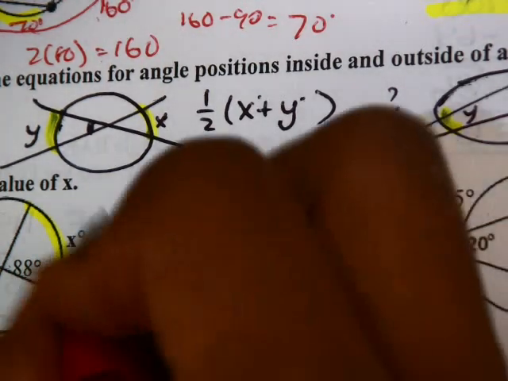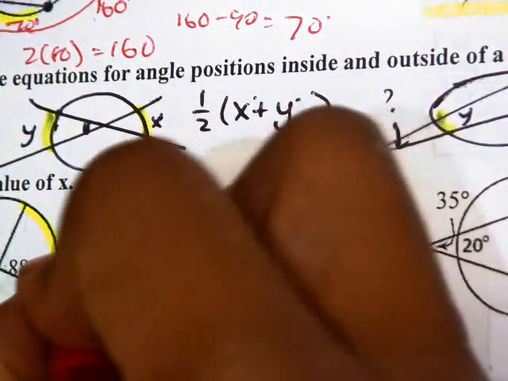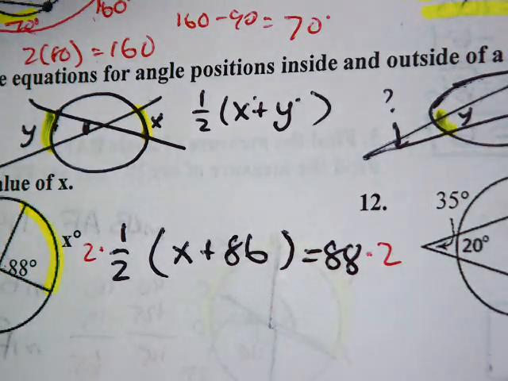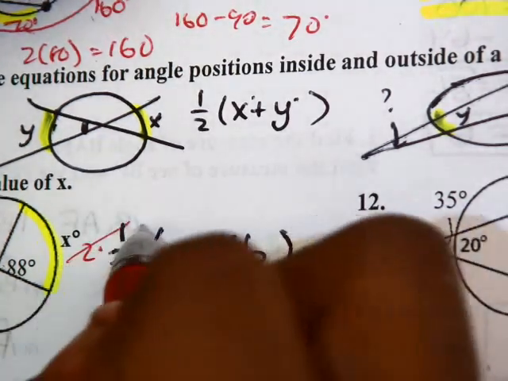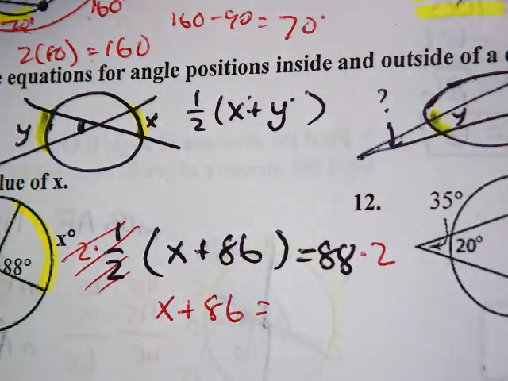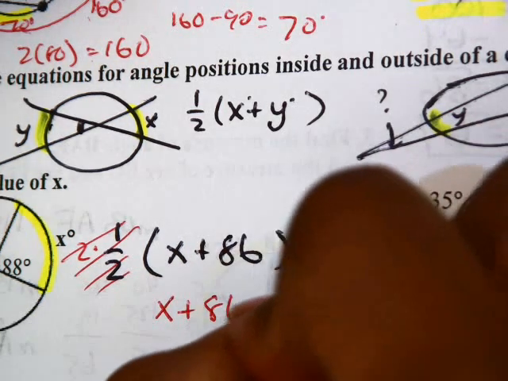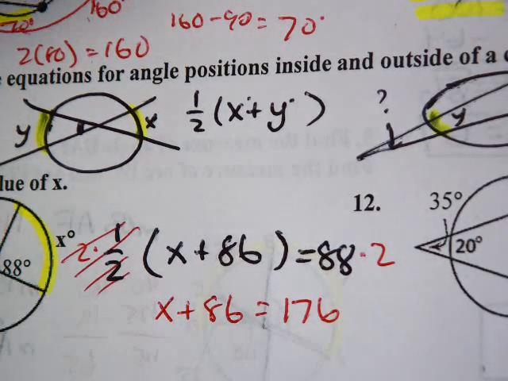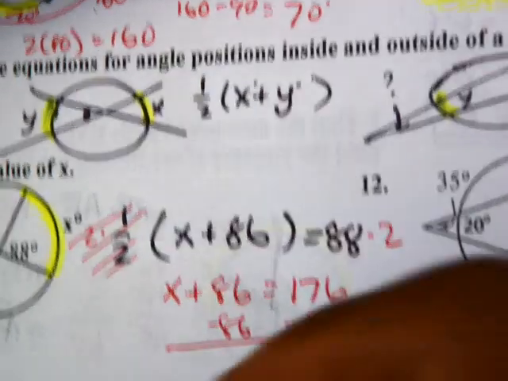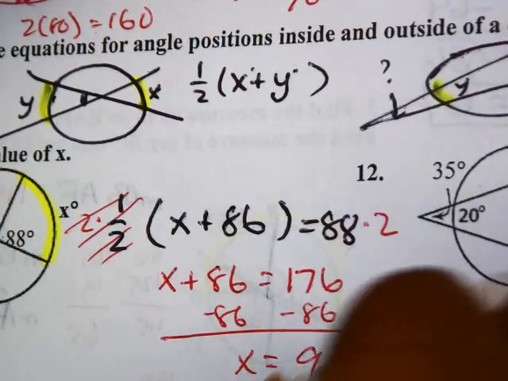To solve for this, I want to get rid of that 1/2 because I don't like the 1/2 being out there, so I'm going to multiply this side by 2 and this side by 2. When you multiply the left side by 2, that cancels out, and I have just x plus 86 left. 88 times 2 is 176. If I subtract 86 from both sides, I'll get that x is equal to 90 degrees.